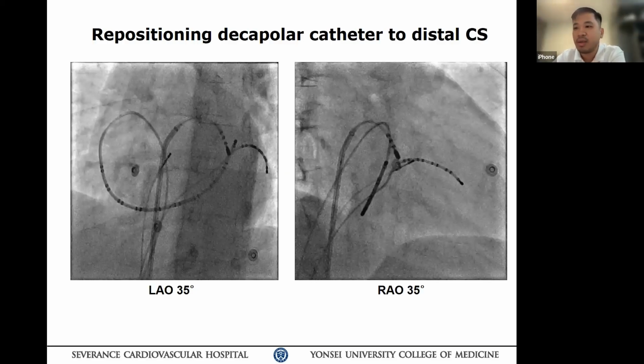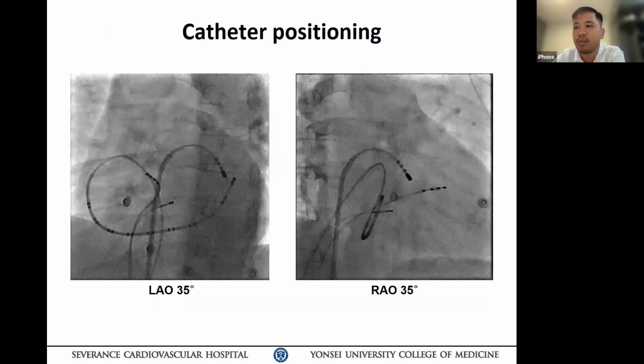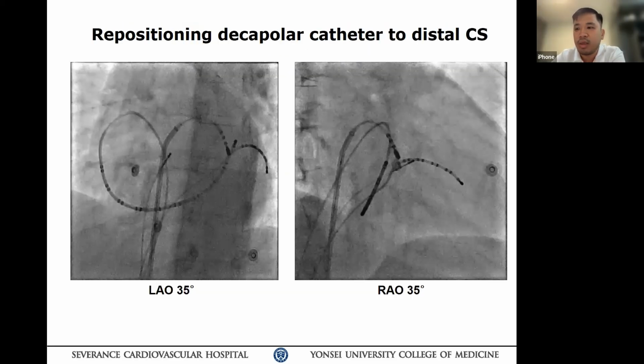Excellent presentation. I have a question for the patient. During ventricular pacing, did you perform differential pacing to confirm the true eccentric retrograde activation, and how did you exclude AV nodal conduction with bystander activation, since this patient had two tachycardias?